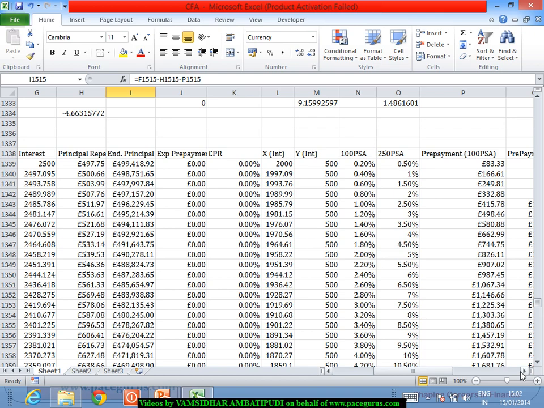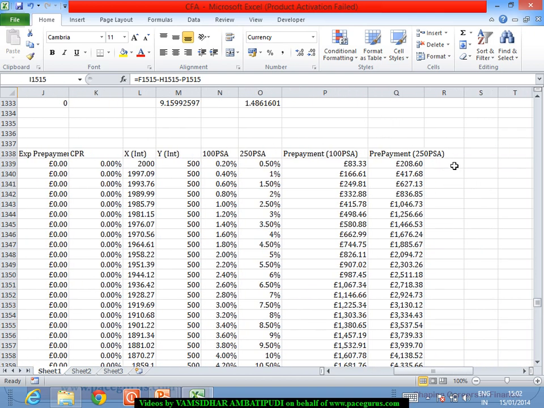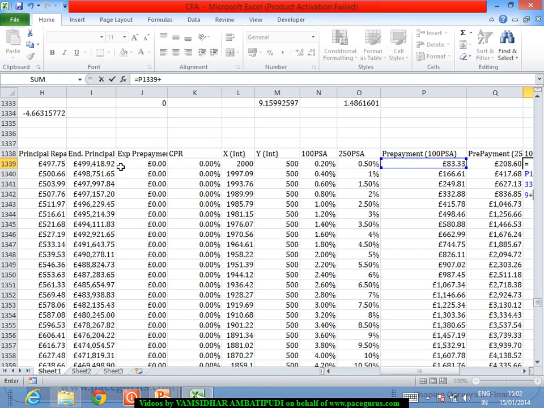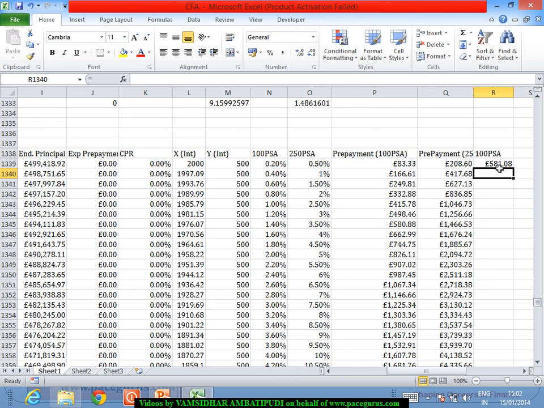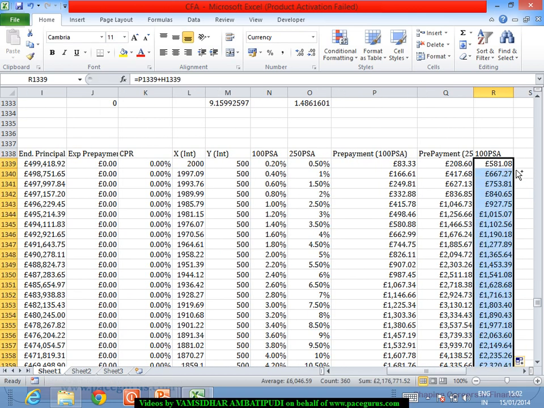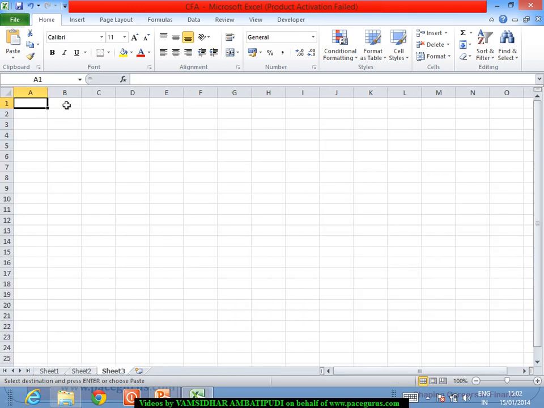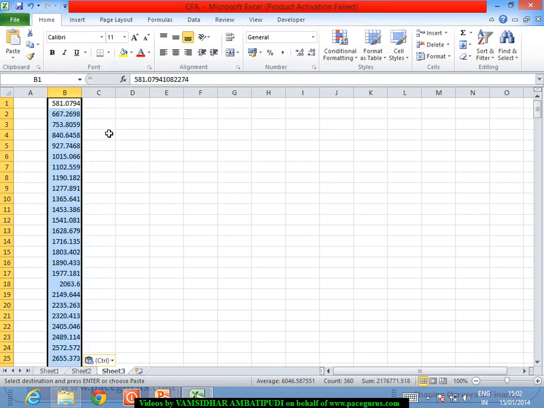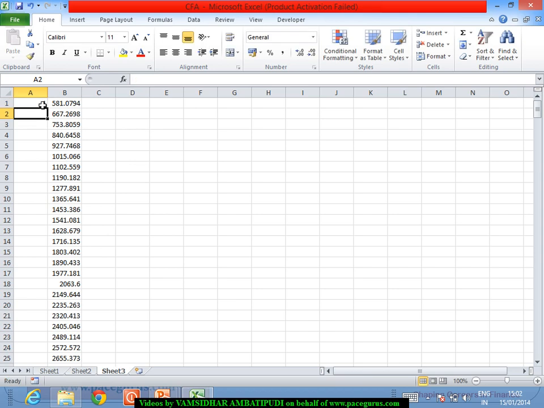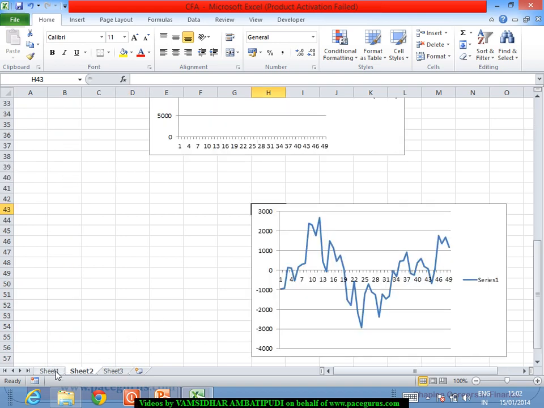So I'll try to add up the prepayment as well as the principal. Based on the 100 PSA model, I'll add the prepayment amount plus the scheduled principal repayment amount for this period. So what is observed is, I'll copy this to a different location. So these are the numbers that I'm going to get in the initial few periods, if at all I'm going to go with the 100 PSA benchmark.